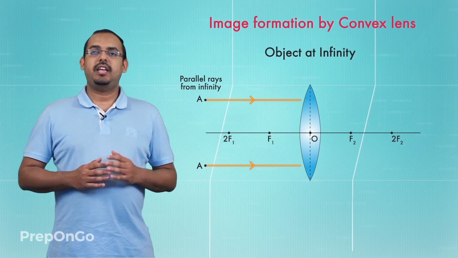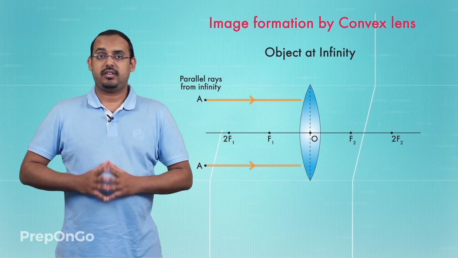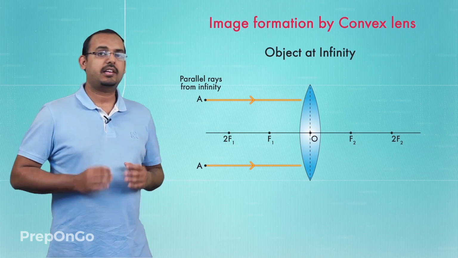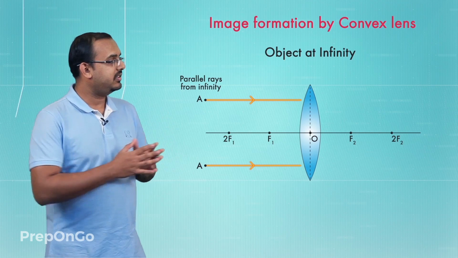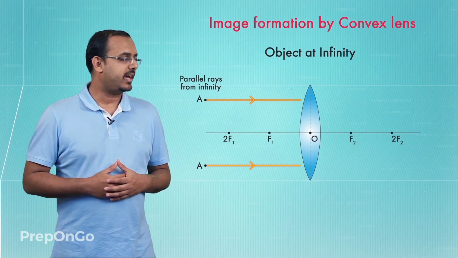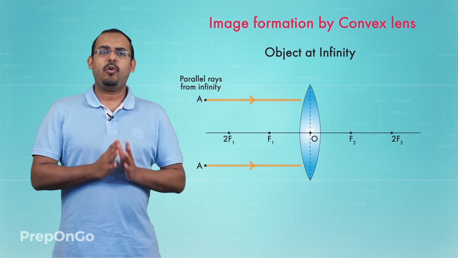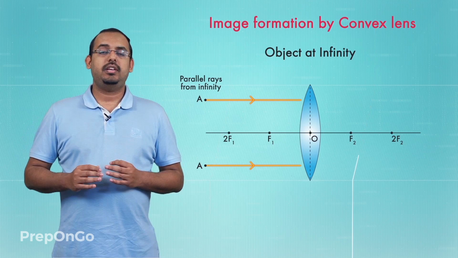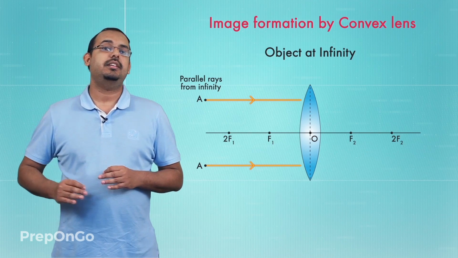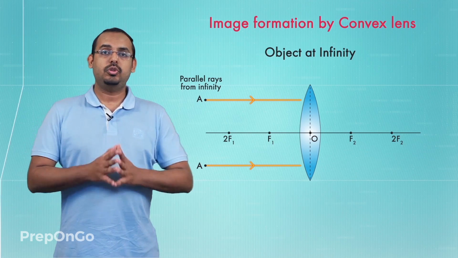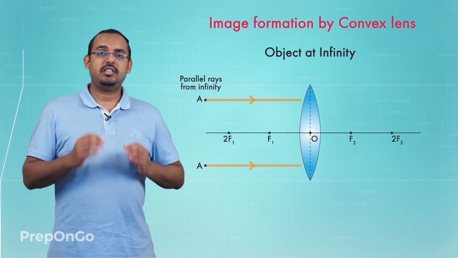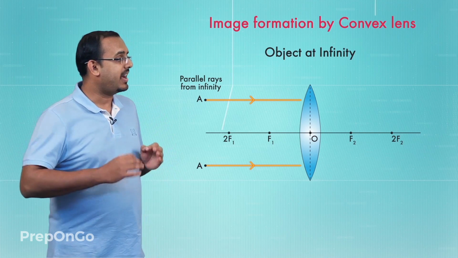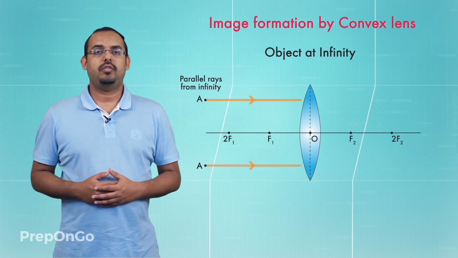So now here we have taken two different special rays which are traveling parallel to the principal axis of the convex lens, and we have taken these two rays on either side of the principal axis. Now we know that any ray which is traveling parallel to the principal axis of a convex lens, after refraction through the convex lens, refracts in such a way that it passes through the focus of the convex lens.